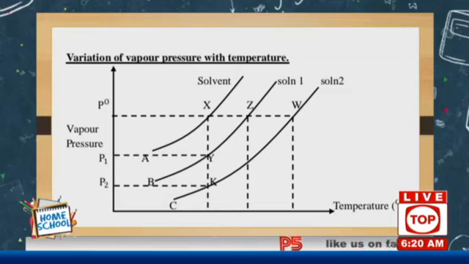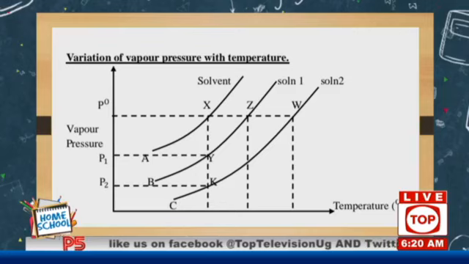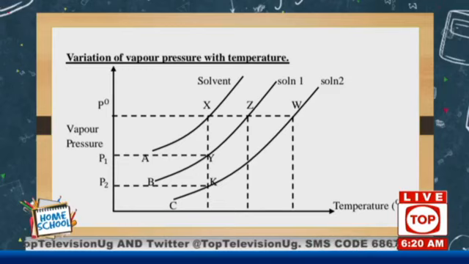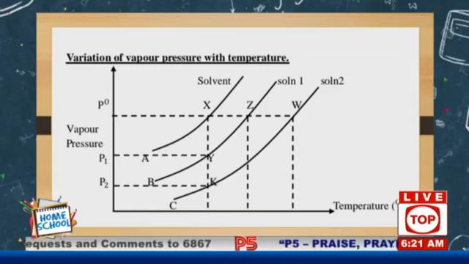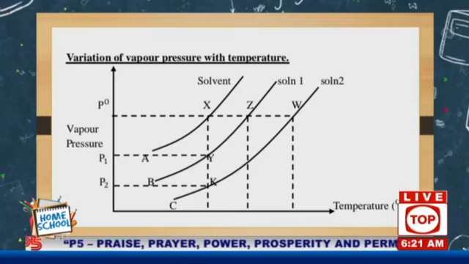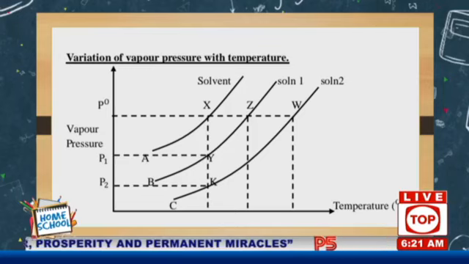Okay, then T naught, down in the direction of X, is the boiling point of the pure solvent. T1 is the boiling point of solution 1, that is directly at Z. However, we were not able to capture them. Sorry. So T2 is the boiling point of solution 2, that is at W. So we can say Z for T1, W for T2, and X for T naught.